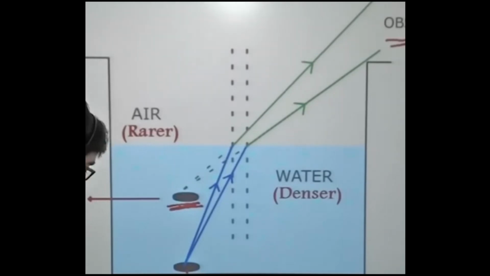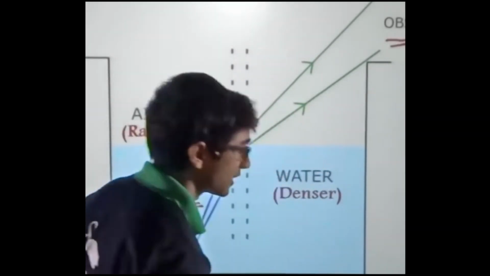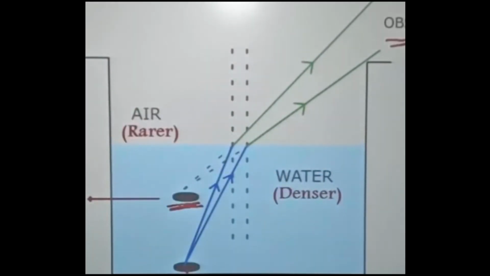So this is the reason why, on addition of water, the coin which initially was not visible is now visible, because of the refraction of light at the water-air interface. So we can see that this is the actual position of the coin, and this is the apparent position where the observer thinks the coin has been placed.